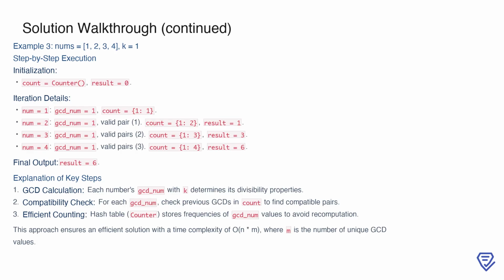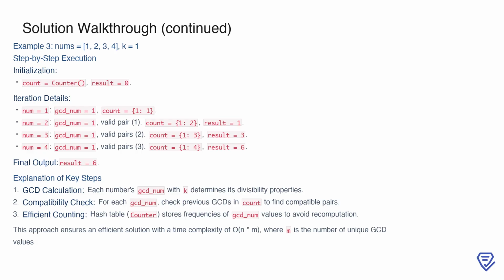Finally, for number equals 4, the GCD remains 1, and there are 3 valid pairs with the previous occurrences. The hash table becomes count equals {1: 4}, and the result is updated to 6. The final result for this example is 6 valid pairs.